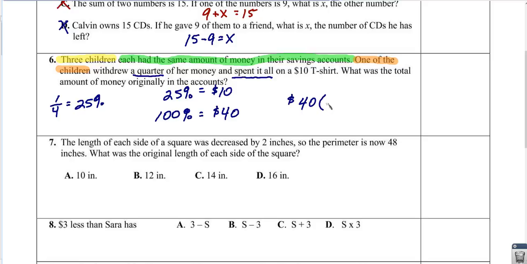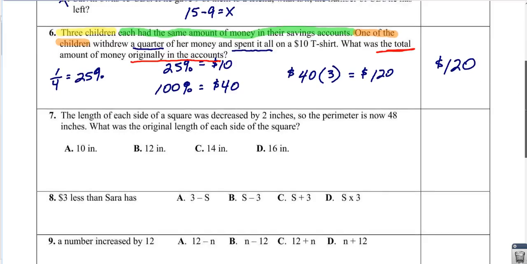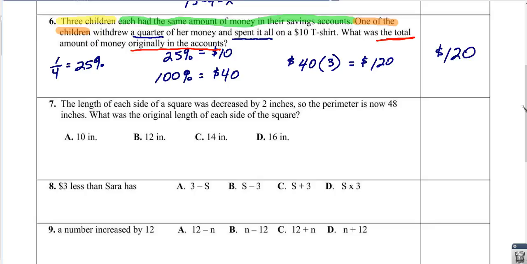No, because what do we need to do to it? Multiply by how many children there are. Yeah, we have to multiply it by the 3 children, because the question is, what is the total in the original accounts, in all 3 accounts? And that total is the $120. How many of you out there had $120? Nice. Well done. All right, number 7.